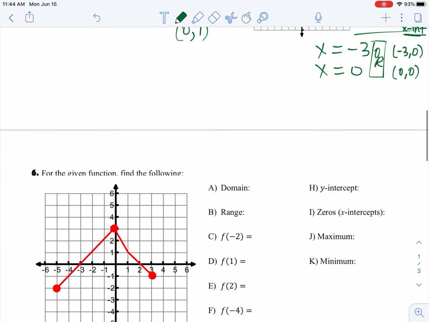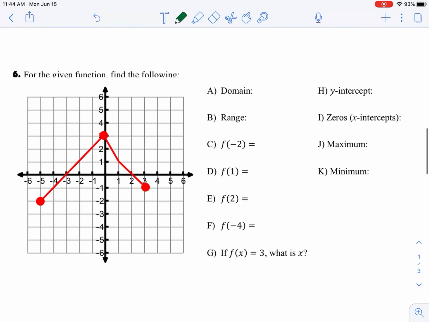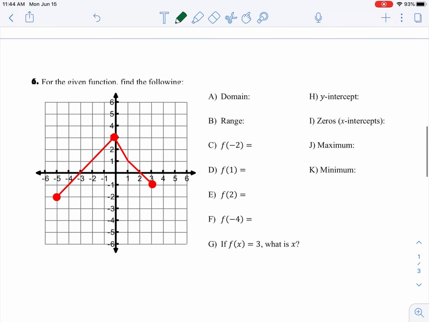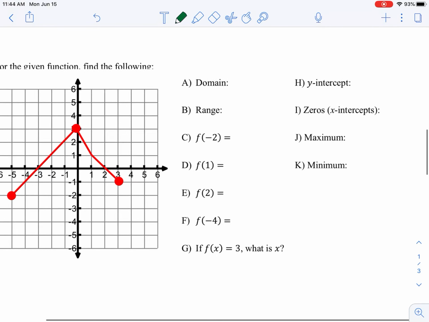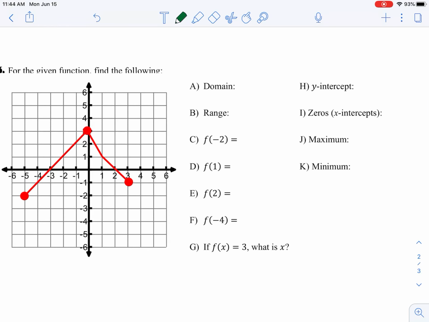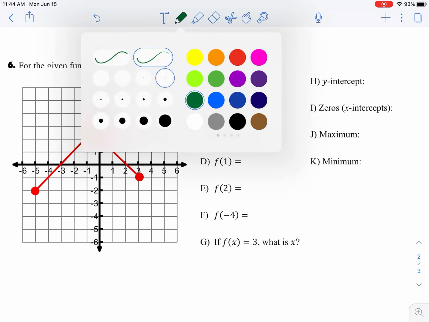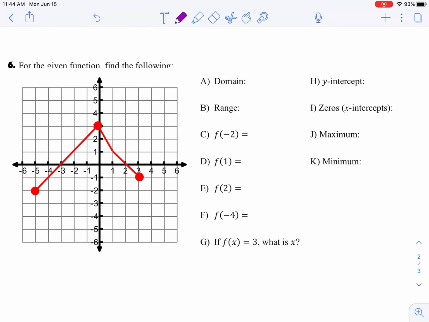Last problem. You will have one of these on today's assessment as well, where it goes through everything: domain and range, evaluating using a graph, and then the y-intercept, zeros, min and max, which we just did. So domain is reviewing what we went over last week, where you're listing your x values left to right.